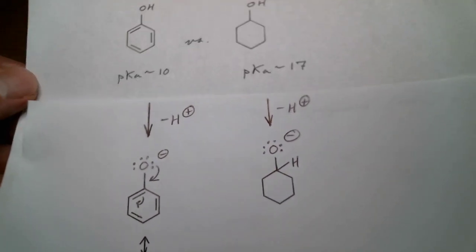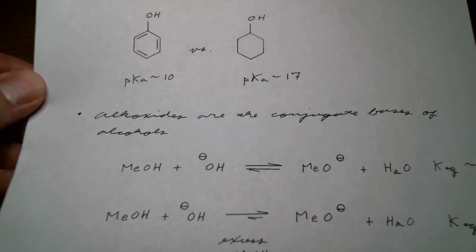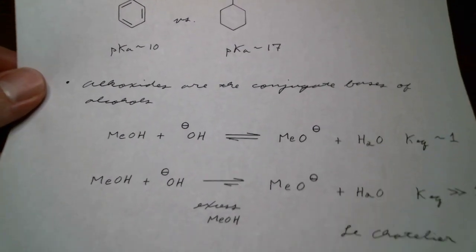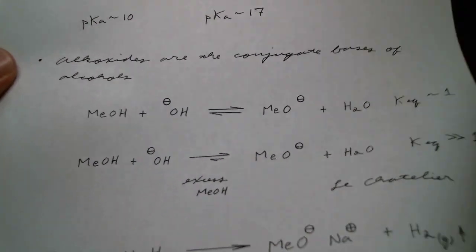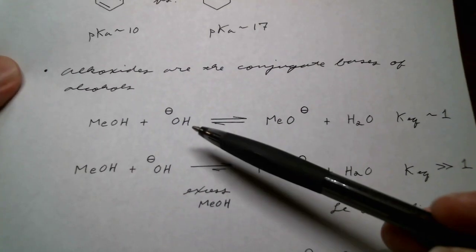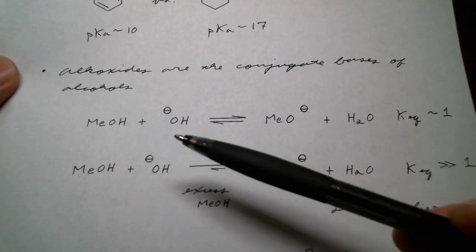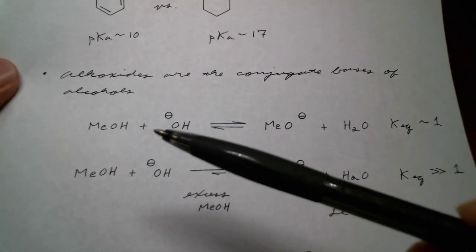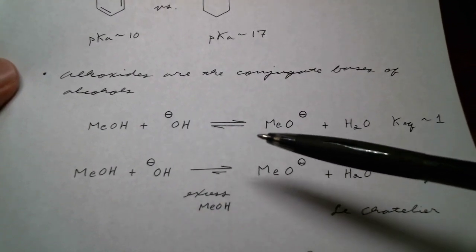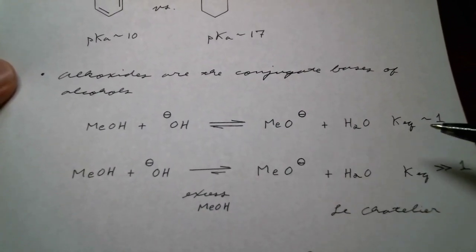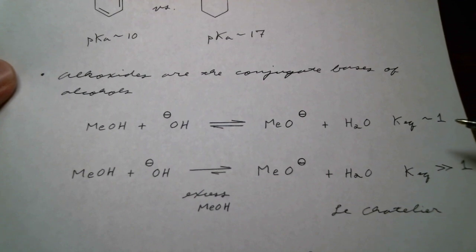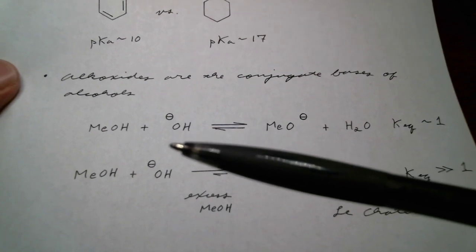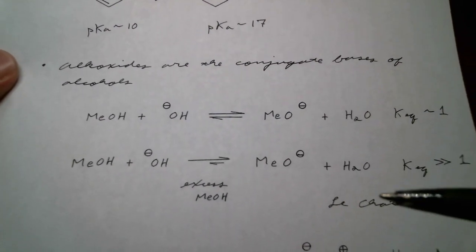So, alkoxides are the conjugate bases of alcohols, as we discussed. If you put an equal amount of sodium hydroxide in methanol, of course, water having about the same pKa as methanol, if you do your little trick to calculate the Keq, you're going to get about 1 if you start out with equal concentrations of hydroxide and methanol.